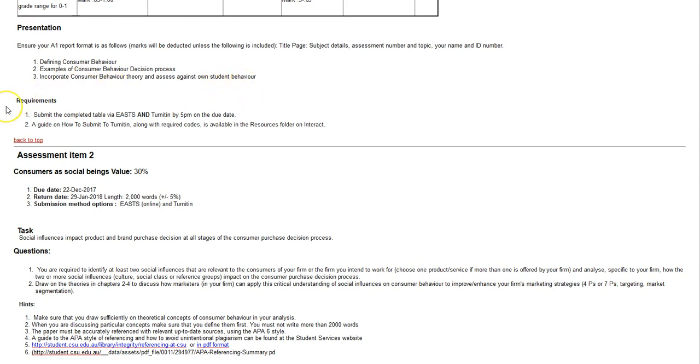Again, as we said, the submission requirements are East and Turnitin by 5 p.m. on the due date. Everyone is required to submit by East, and the reason for doing this is that the computer systems of the university are set up so that we can provide you with feedback in a fairly timely basis. If you do not submit through East, it's going to take a long time for you to get your feedback. So that's the first assignment.